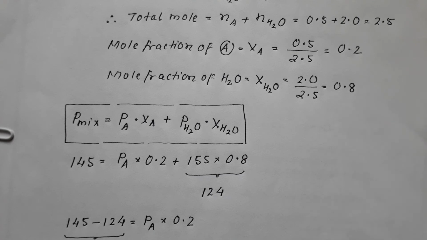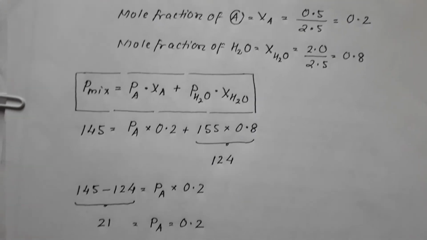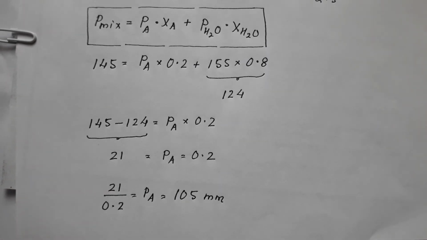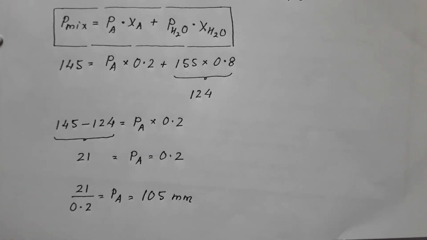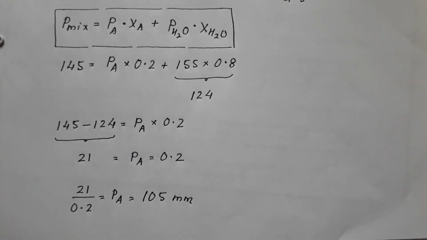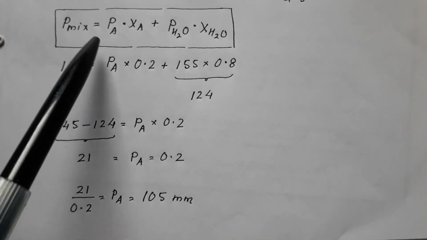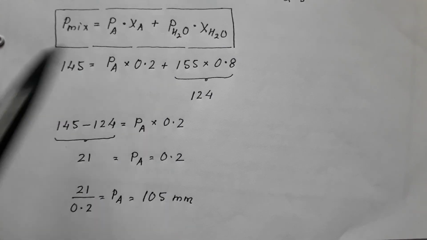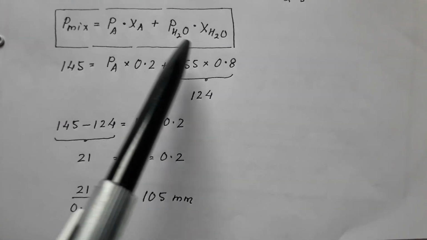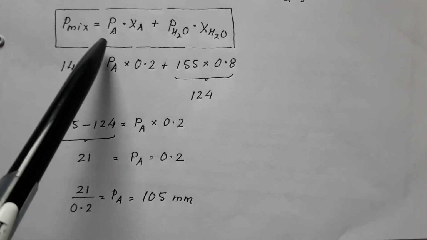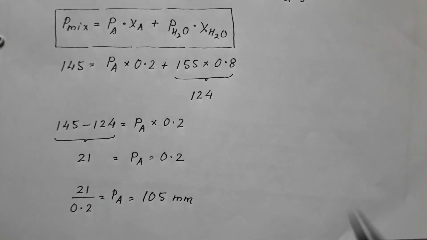Now using the mole fractions, we are calculating the vapor pressure. So as per Raoult's law, we say that the vapor pressure of the mixture is equal to vapor pressure of A into its mole fraction plus vapor pressure of water into its mole fraction.